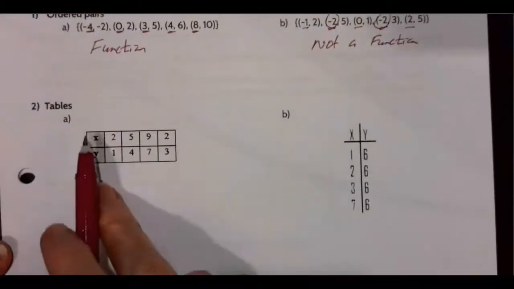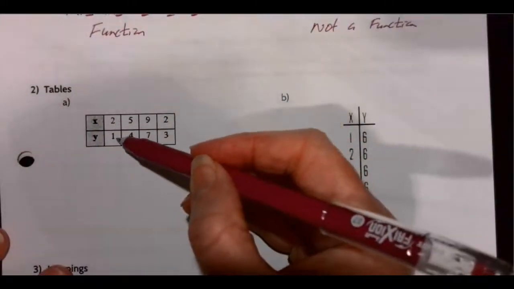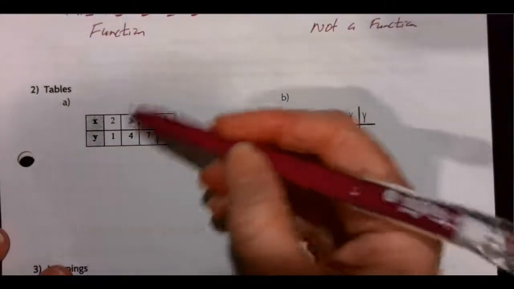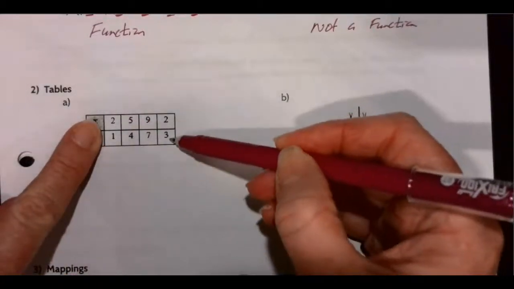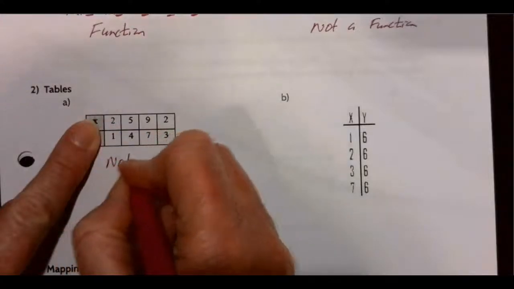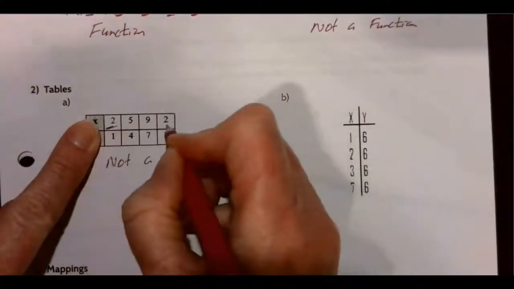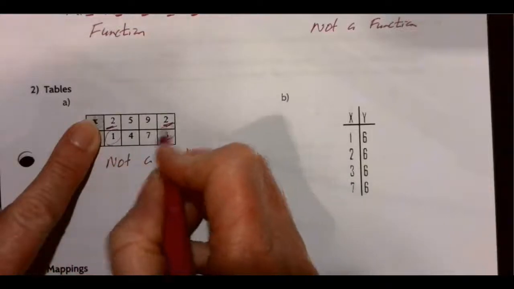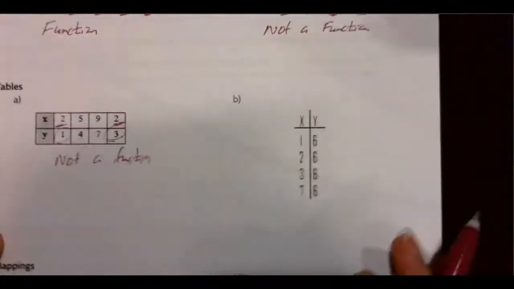Now if we're given tables, it's the same rule. Our input can only have one output. So here we have an input of 2 and we get 1. We have that same input, but we get a 3. So is this a function? No, not a function, because our input has two different outputs. It can only have one output. So not a function.